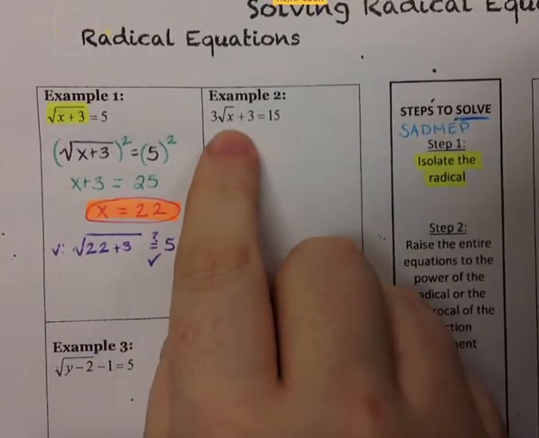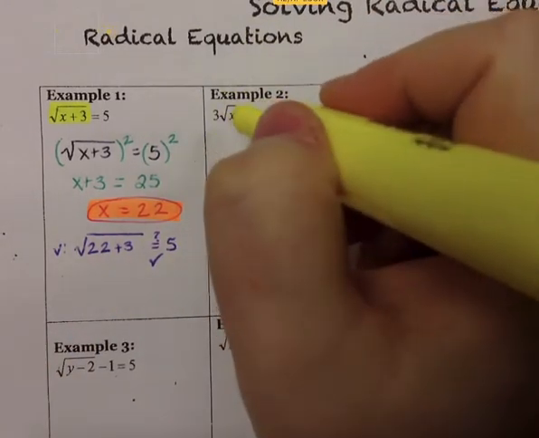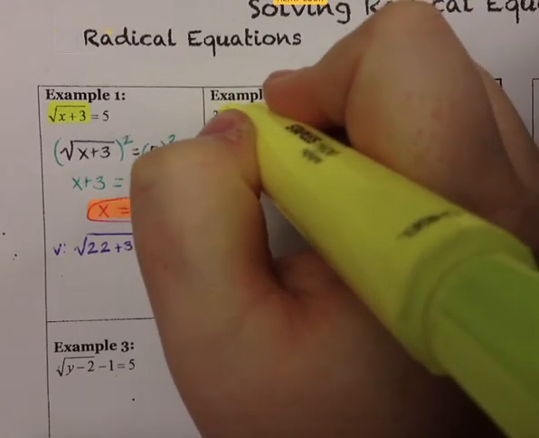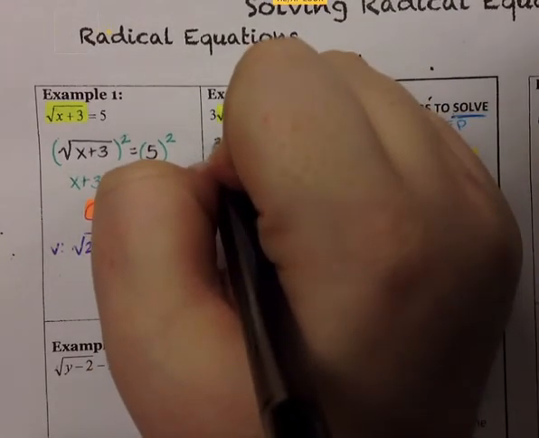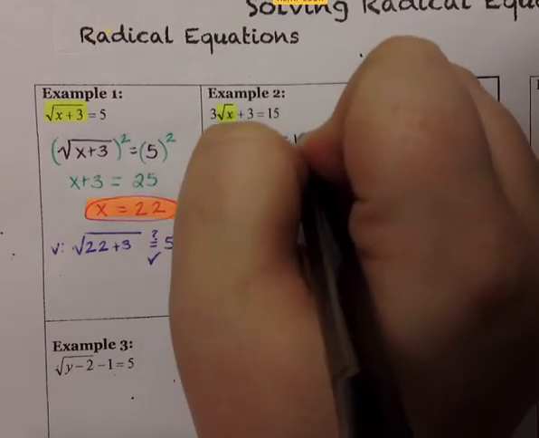Example 2. This is a radical, so I want to highlight my radical and my radicand so I can isolate it. So again, we focus on our radicand and not our coefficient. The radicand is x. That plus 3 is on the outside. So I only want to highlight the square root of x. Notice I did not highlight the 3 as a coefficient, the 3 added to it, or the 15. So I want to take this problem, 3 square root of x plus 3 equals 15.